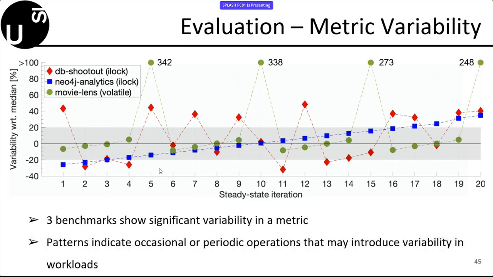So overall, while the 25 benchmarks on Renaissance overall exhibit a low metric variability, in these 3 benchmarks we found these patterns that indicate occasional or periodic operations that may introduce variability in workloads, and we are investigating why this is happening in these workloads.